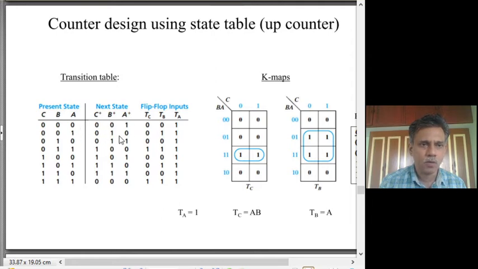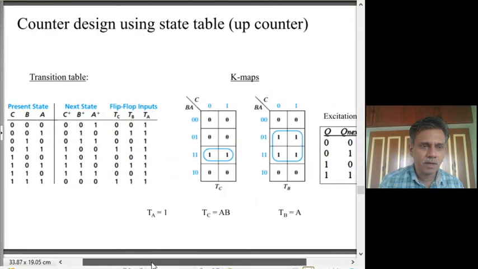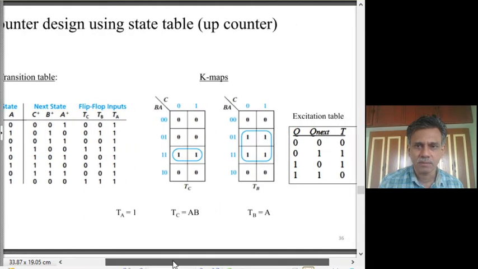From 1 we go to 2, 2 we go to 3 and so on. From 7 we go to 0. So this is how the present state and next state can be tabulated first. Next thing we have to do is to write down the corresponding T input of each of the flip-flops. That we do with the help of the excitation table.